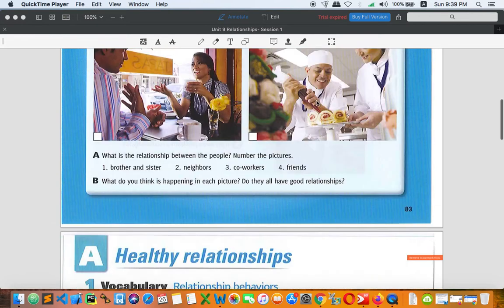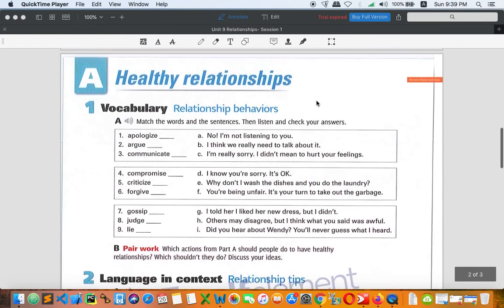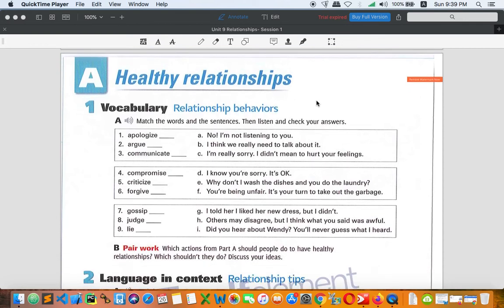All right, so let's go to the first lesson, lesson A, healthy relationships. When you take a look at the title right here, it's something positive in meaning, right? Because we use the word healthy. That kind of relationship is very, very healthy, very strong. It cannot be broken easily. All right. So before we focus on this, let's start with the first activity. Let's learn something about relationship behaviors.